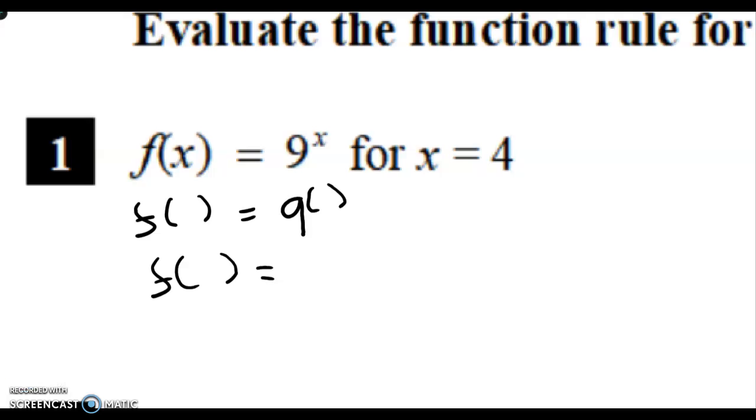Mr. Ware's videos, and today we're looking at evaluating exponential functions, so let's begin.